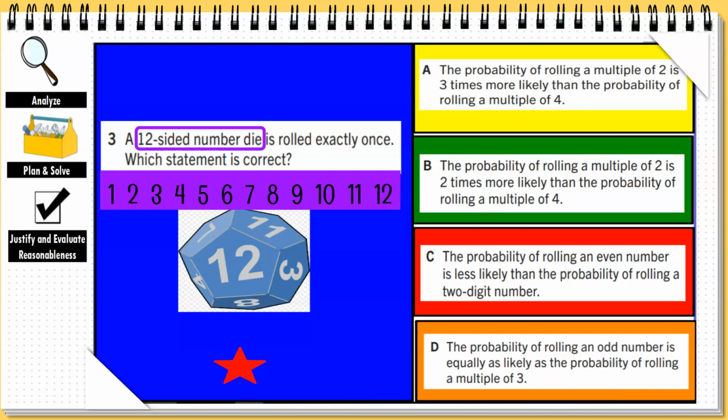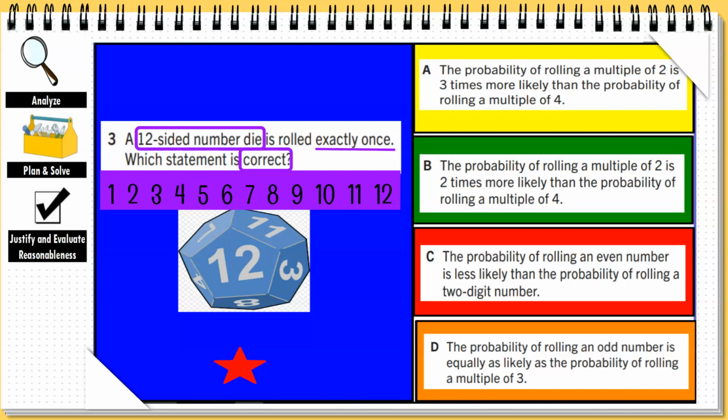Annotations is making your thinking visible. So you're leaving your thinking behind so that you can easily continue on. Something else that's pretty important in here is that it's rolled exactly once, and that I am looking for a correct statement. So I have analyzed the problem. Now I need a plan to solve this. So the plan I'm going to use is I'm going to go through each answer choice and analyze those using annotations as well. So let's start with answer choice A.